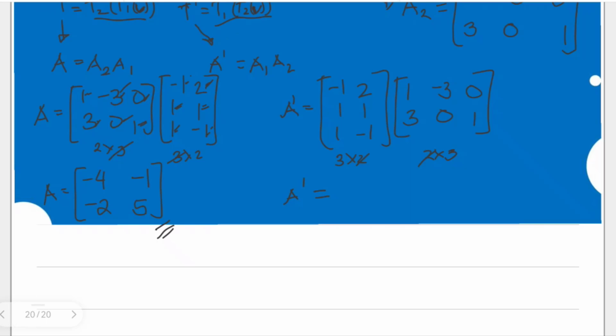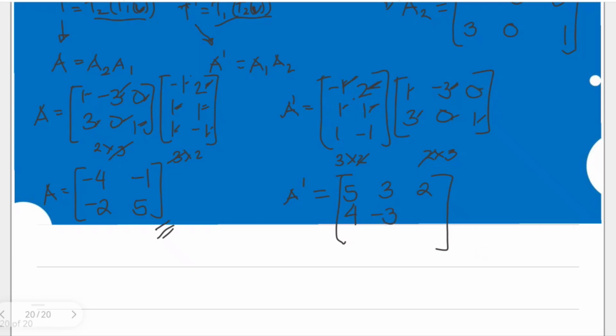So we have here the product. This is 3 by 3, 3 by 3. Let's start. Negative 1 times 1 is negative 1. 2 times 3 is 6. Negative 1 plus 6, that's positive 5. Next, negative 1 times negative 3 is positive 3. 2 times 0 is 0. Positive 3 plus 0, that's 3. Next, negative 1 times 0 is 0. 2 times 1 is 2. 0 plus 2, 2. Next, 1 times 1 is 1. 1 times 3 is 3. 1 plus 3, 4. 1 times negative 3 is negative 3. 1 times 0 is 0. Negative 3 plus 0, negative 3.